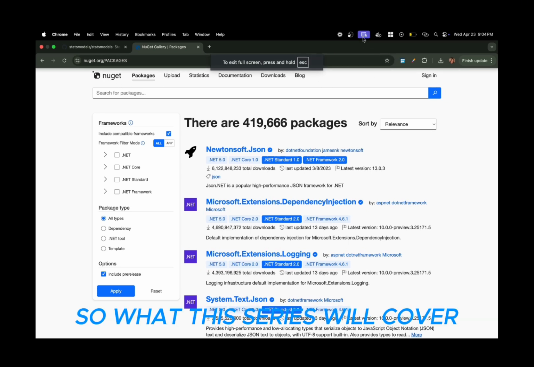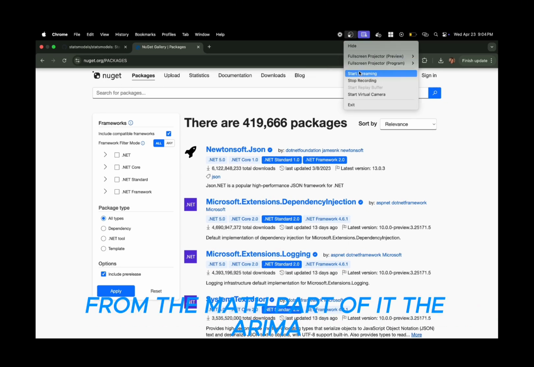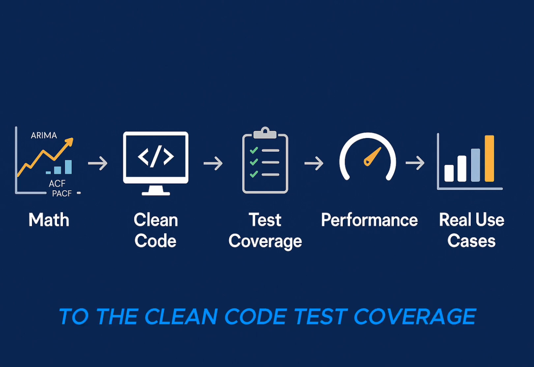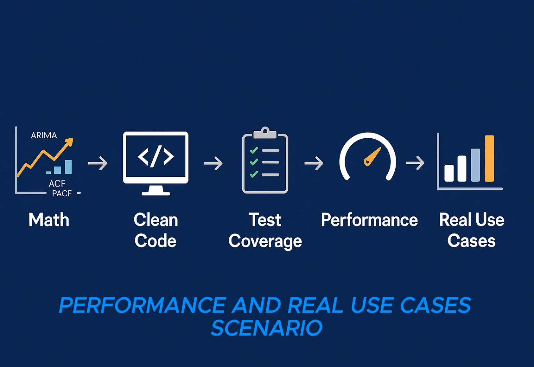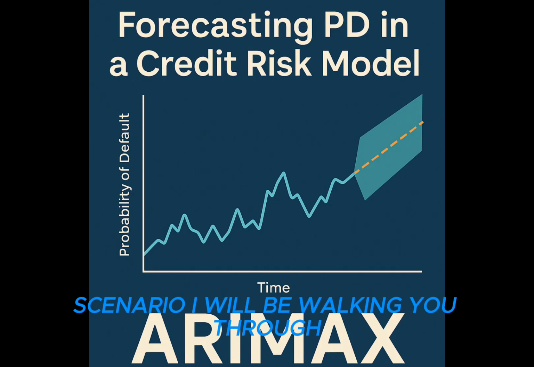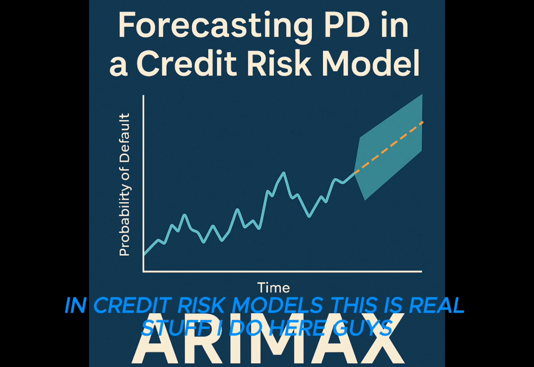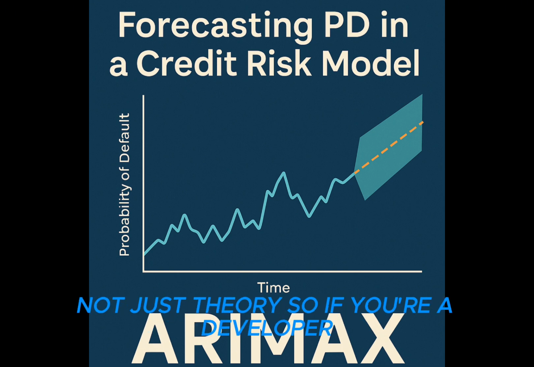So what this series will cover is that I'll be showing you everything from the math part of it, the ARIMA, the ACF, the PACF, to the clean code, test coverage, performance, and real use case scenarios. One of the scenarios I will be walking you through will be forecasting probability of defaults in credit risk models. This is real stuff we are doing here, guys, not just theory.